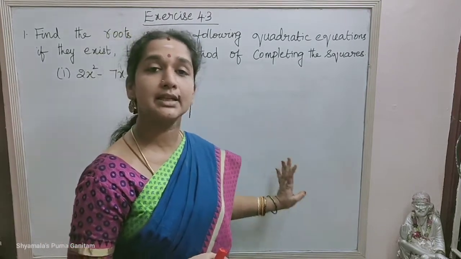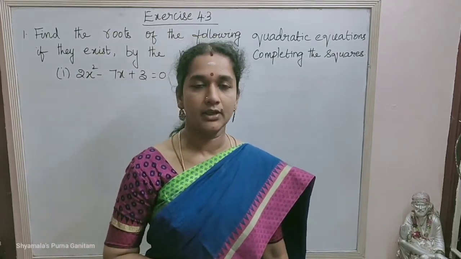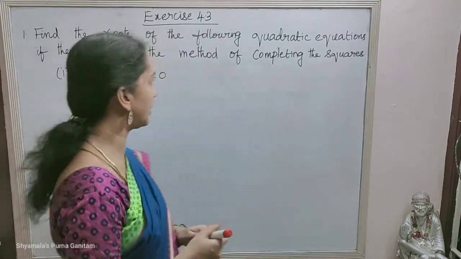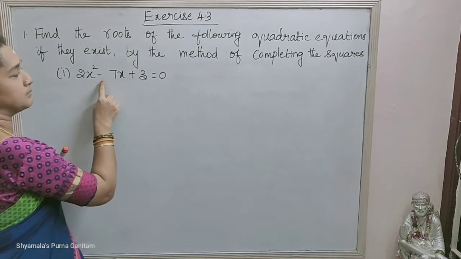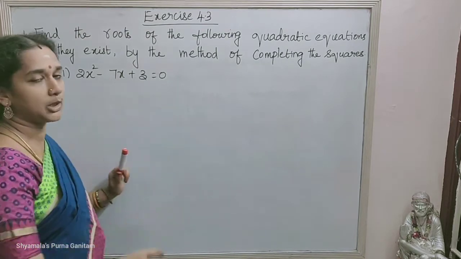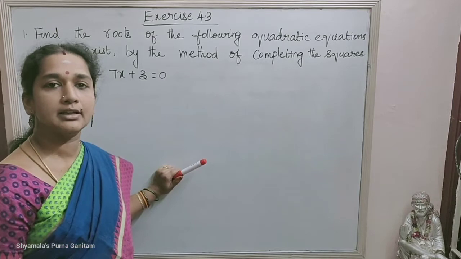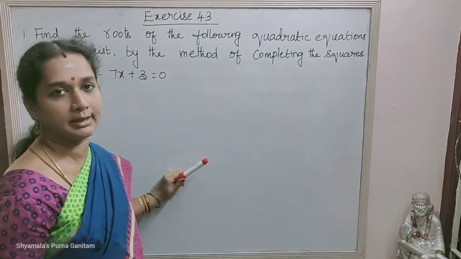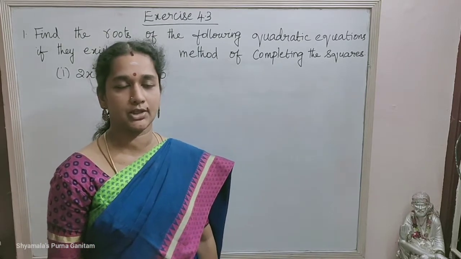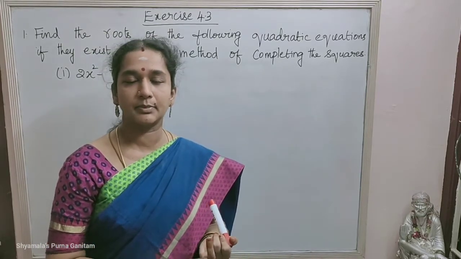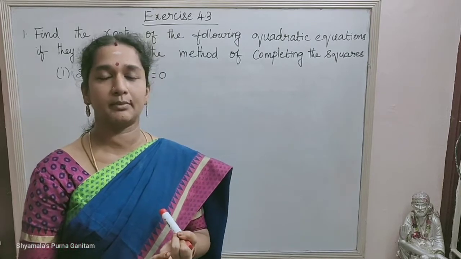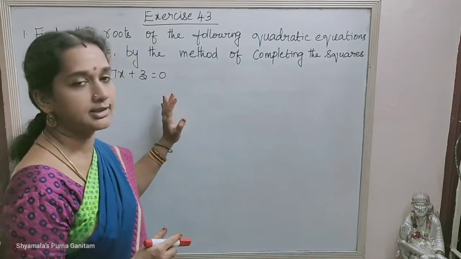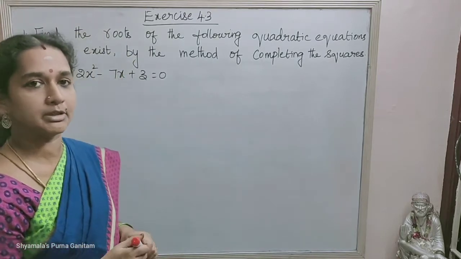Now this one is the completing the squares method. Okay, so this is a new one for you. So please listen carefully. So 2x square minus 7x plus 3 is equal to 0. As I told you earlier, three methods are there to find the factors of the given quadratic equations. So first one is splitting the middle terms method, second one is completing the square method, and the third one is quadratic formula method. So this is the second method, completing the square method.